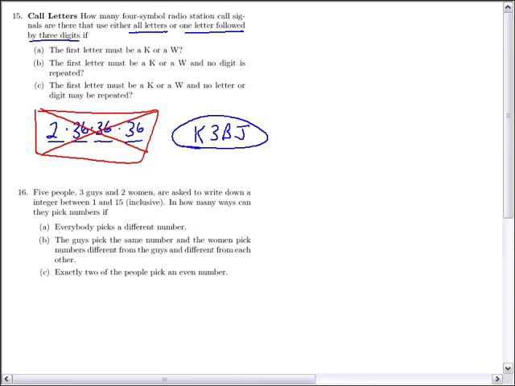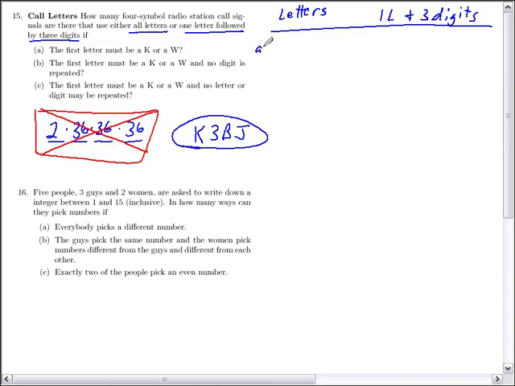You can't combine this all into one quick answer. Notice we have 2 different types of codes or call signals that we're looking at. In other words, all letters and one letter and 3 digits. Because this is 2 different types of call signals, we have to break this up into 2 different piles.